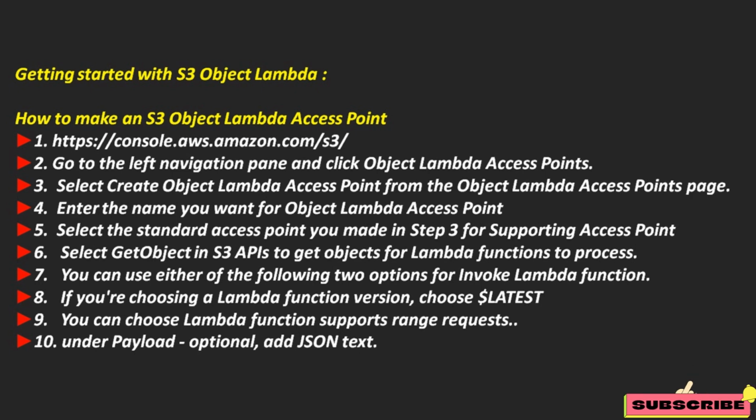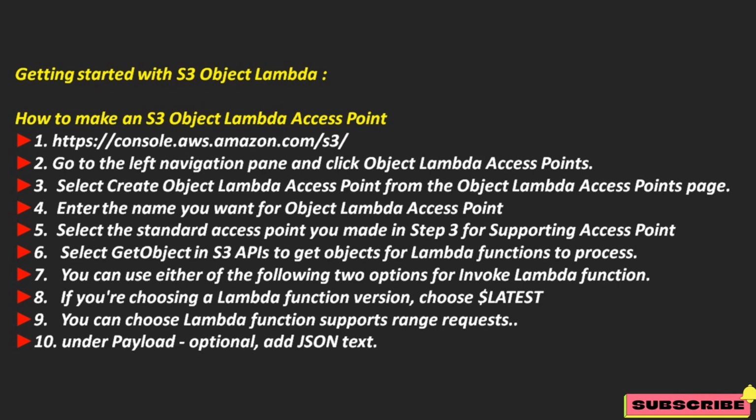So how do we make an S3 Object Lambda access point? We need to discuss the steps one by one. The first step is to visit https://console.aws.amazon.com/s3/ to sign into the AWS Management Console. Go to the left navigation pane and click Object Lambda Access Points. Select Create Object Lambda Access Point from the Object Lambda Access Points page.